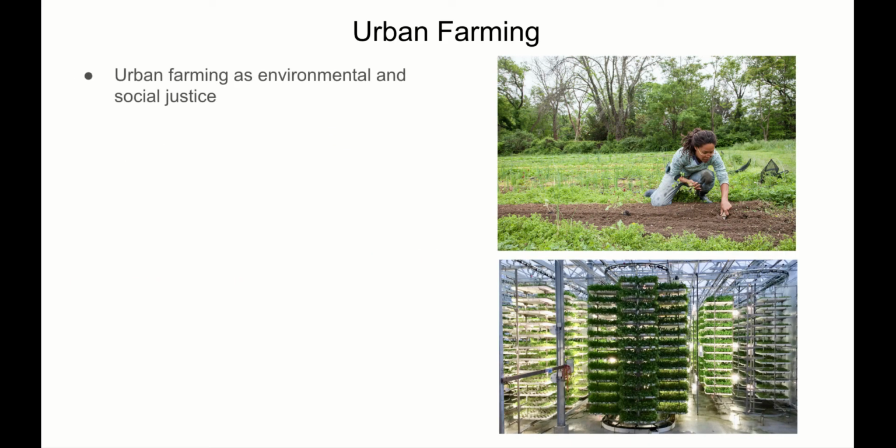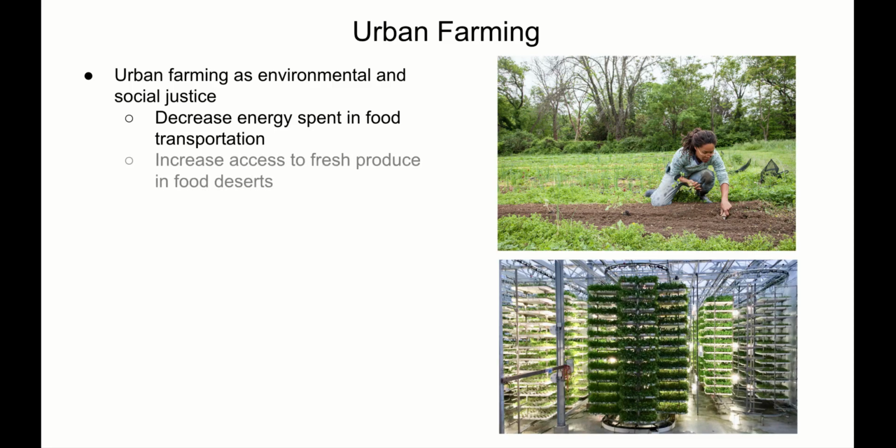So some pros of urban farming is that urban farming can really be considered a method for environmental and social justice. Urban farming decreases the amount of energy that needs to be spent in food transportation. When you're growing food locally, you don't need to waste a bunch of fuel transporting it across the country.